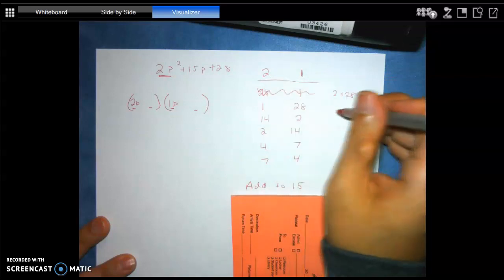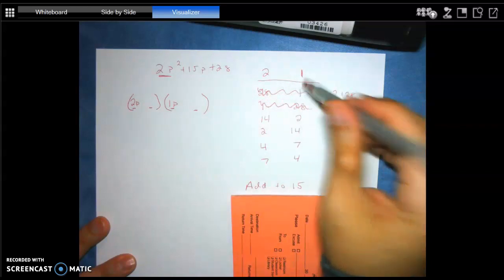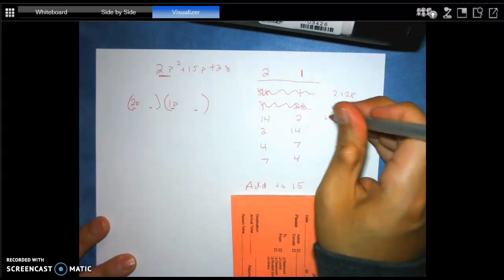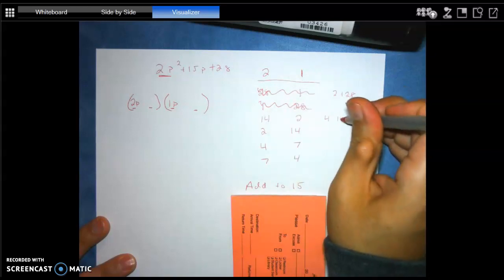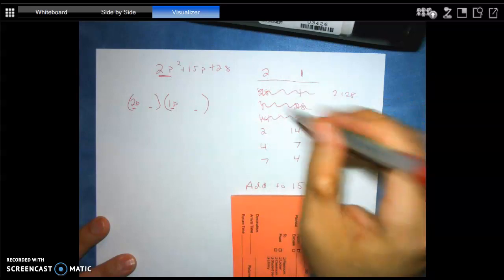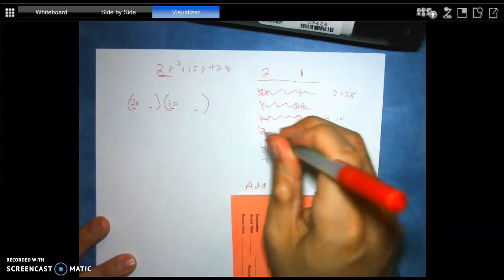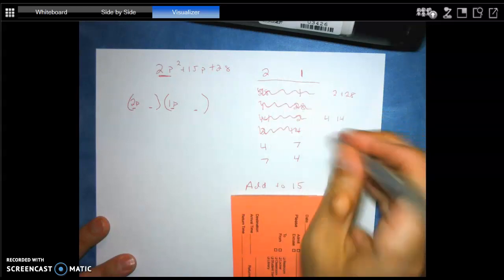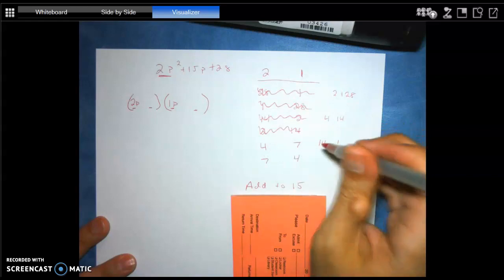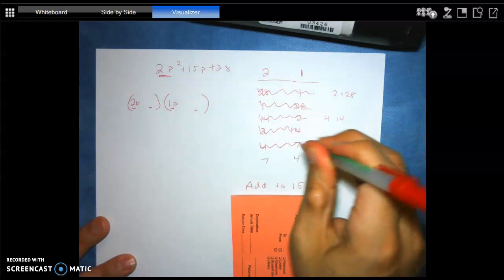2 times 28, well that's over 15, so I know it's not going to be that one, because the other one's positive. So, 2 times 2 is 4, 1 times 14 is 14. Those are close to 15, but didn't work. 2 times 14, that's over 15 again, because that one's positive. 2 times 7 is 14, 1 times 4 is 4. That is 18.